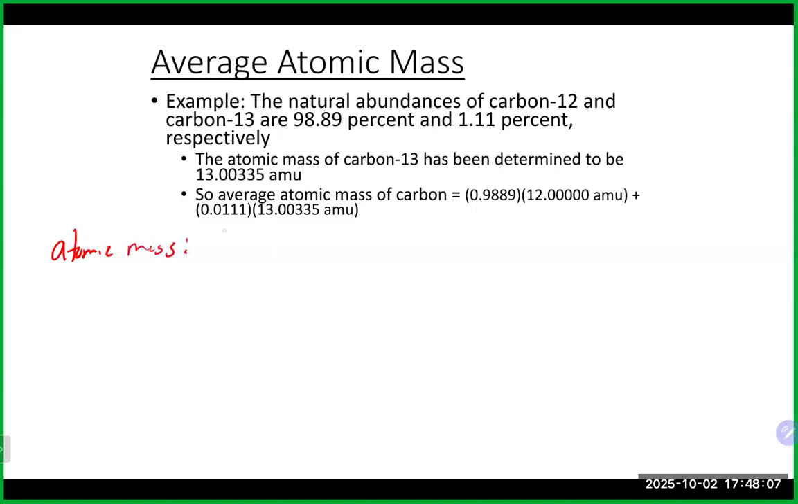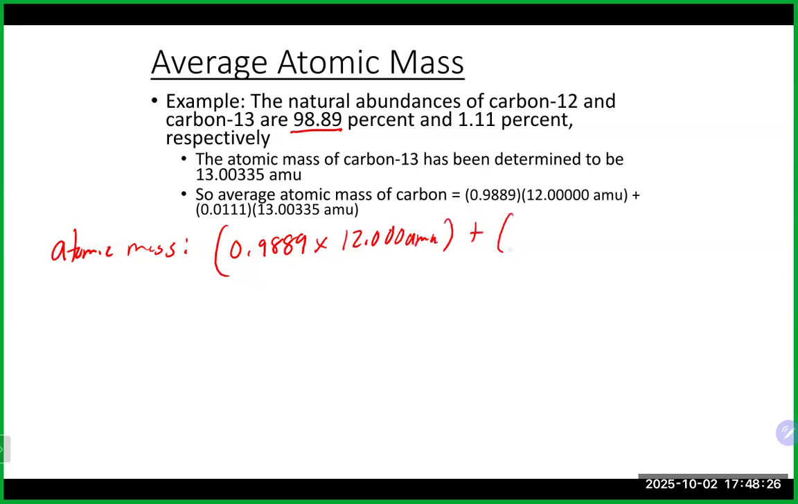And again, it would be our percentage of our first isotope, which is the carbon-12. You can either move the decimal place 2 places to the left, or you can divide by 100, and it'll do that for you, whichever way you like. We'll times it by the mass of the carbon-12 isotope, which is 12 AMU.